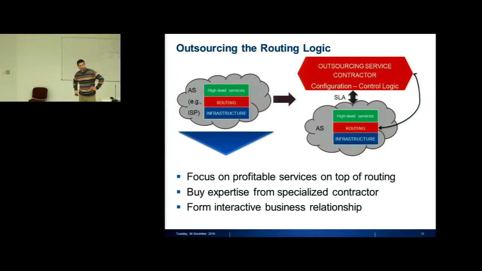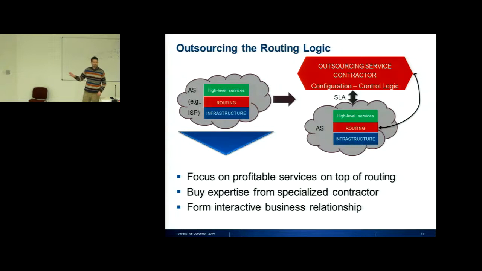Do you have any questions so far? So far, yes. So you only hire the outsourcing service to do the routing, and you keep the high level services. You will do the high level services as the autonomous system, or you will let the contractor do it as well? So the high level services stay local, and we let the contractor take care of the optimization of the routing. Okay.